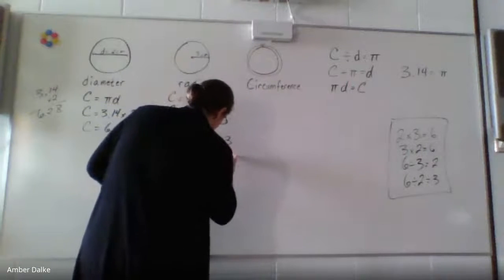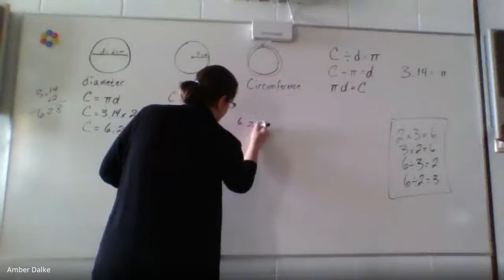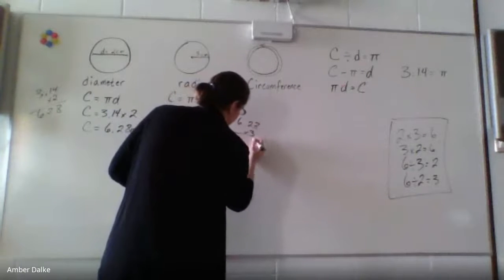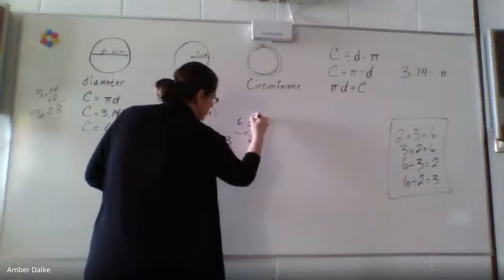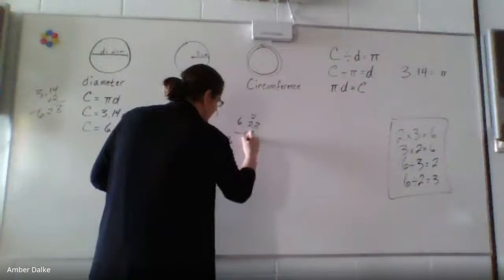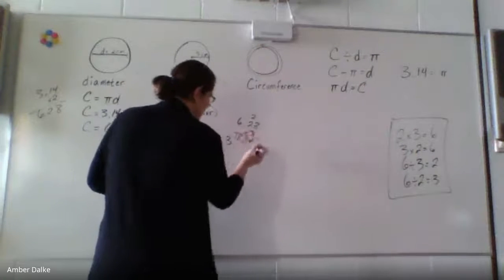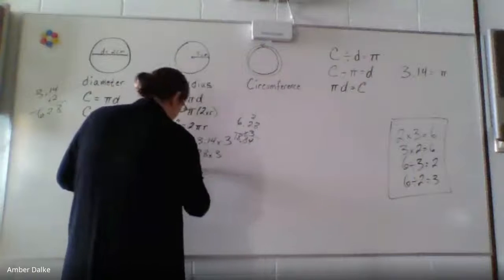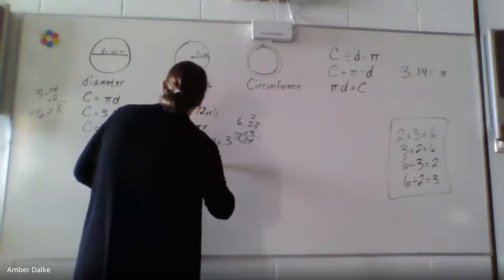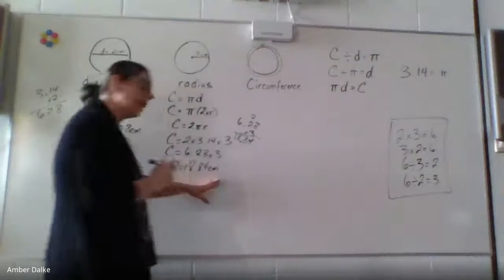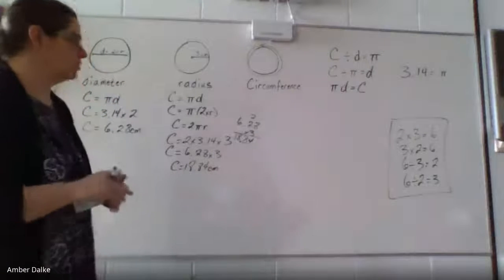So 6.28 times 3, now we have to do the math. 8 times 3 is 24, carry the 2, 3 times 2 is 6, plus 2 is 8, 3 times 6 is 18, and we have 2 decimal places. So our circumference is 18.84 centimeters. Again, not squared. This is just a linear measurement.